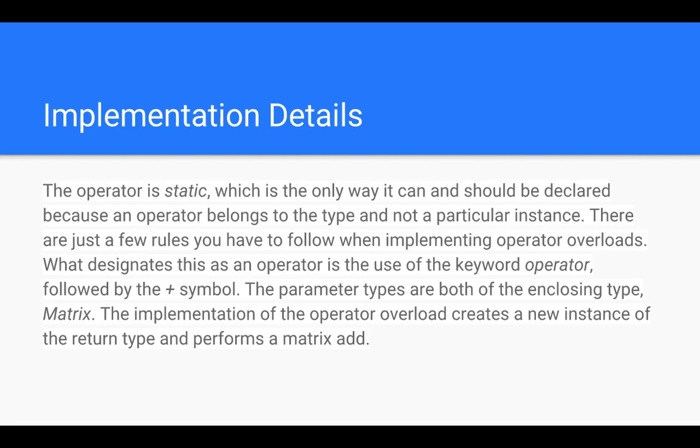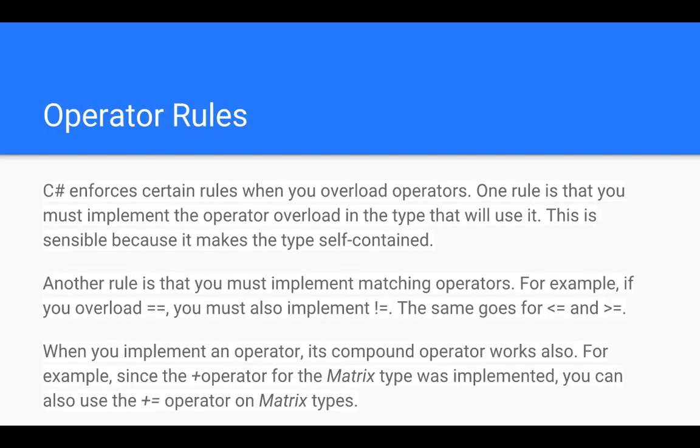Let's take a look at the details. The operator is static, which is the only way it can and should be declared, because an operator belongs to the type and not a particular instance. There are just a few rules you have to follow when implementing operator overloads. What designates this as an operator is the use of the keyword operator followed by the plus symbol. The parameter types are both of the enclosing type matrix. The implementation of the operator overload creates a new instance of the return type and performs a matrix add.